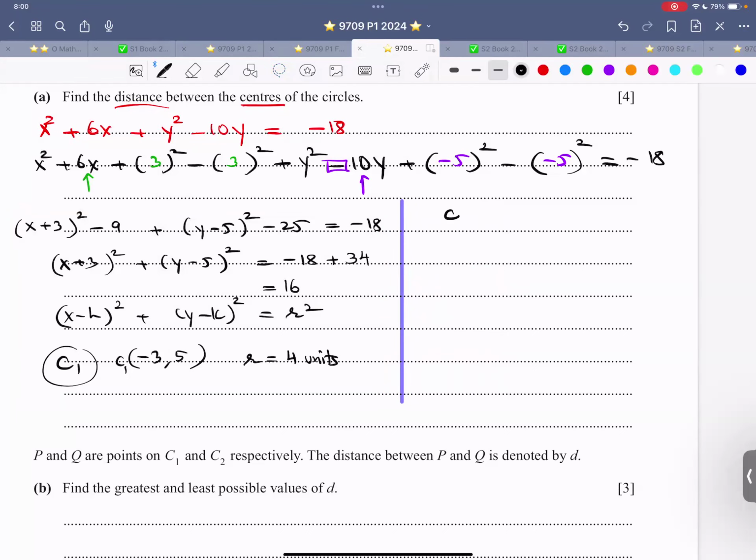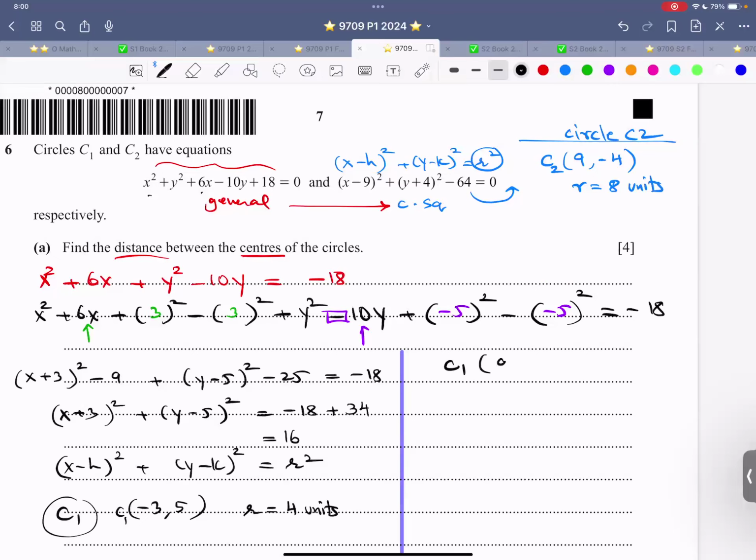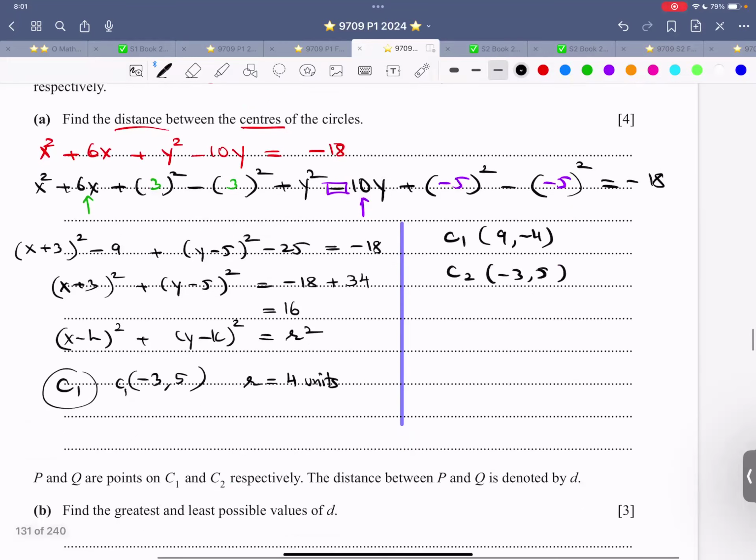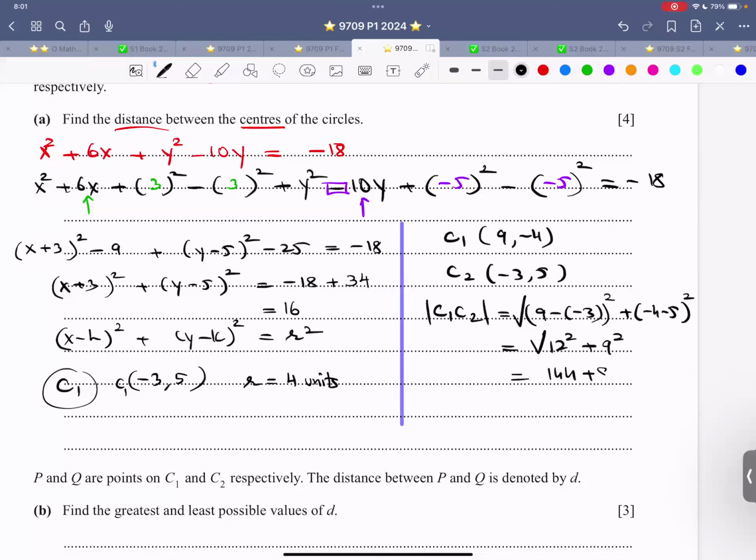Now the first center, C1, what is C1? That is 9 and minus 4. And what is C2? That is minus 3 and 5. So therefore, C1C2, the magnitude, the difference between the two, that is 9 minus minus 3 whole square, and this is minus 4 minus 5 whole square, square root. This is 12 square, this is 9 square, under root. This is 144 plus 81. I think it's 225. You can double check it on the calculator, and this comes out to be square root of 225. That comes out to be 15 units.